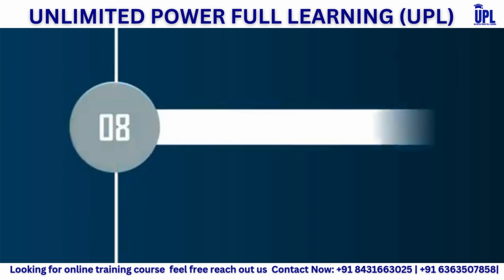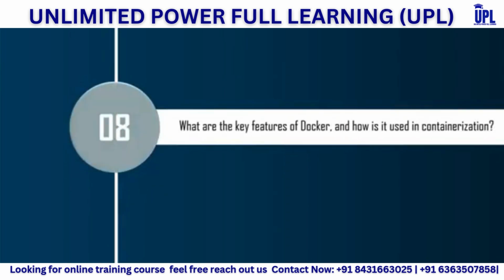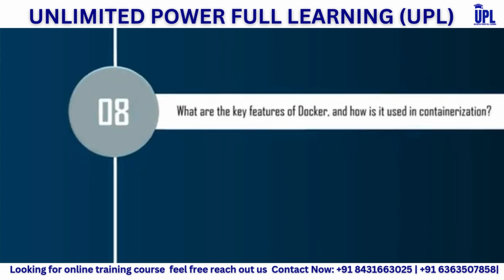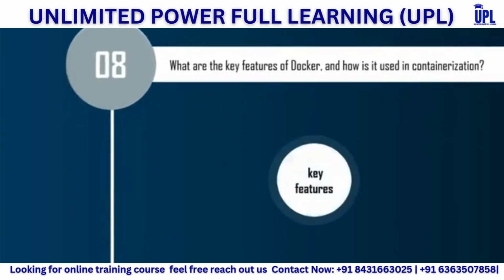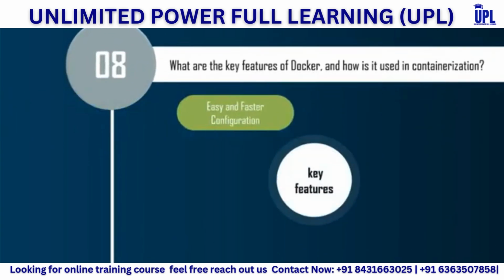And the next question is, what are the key features of Docker and how it is used in containerization? The key features of Docker are easy and faster configuration. So Docker simplifies application configuration by packaging everything needed into containers, making it easier to set up and manage applications.